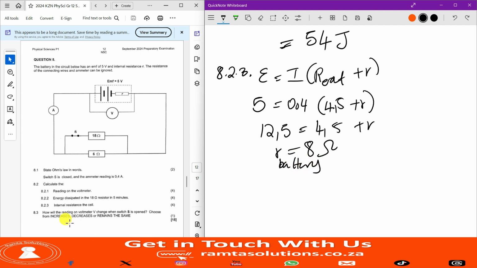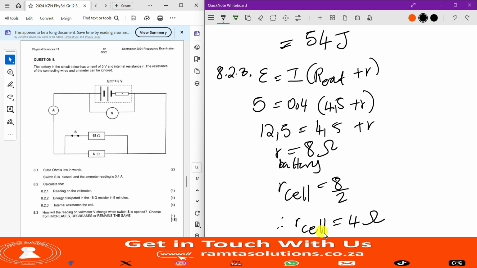But the question was very clear. It said the internal resistance of the cell. How many cells are making this battery? 2. So therefore, the internal resistance of the cell is 8 divided by 2, which is 4 ohms. So each cell has an internal resistance of 4 ohms. You guys got it?